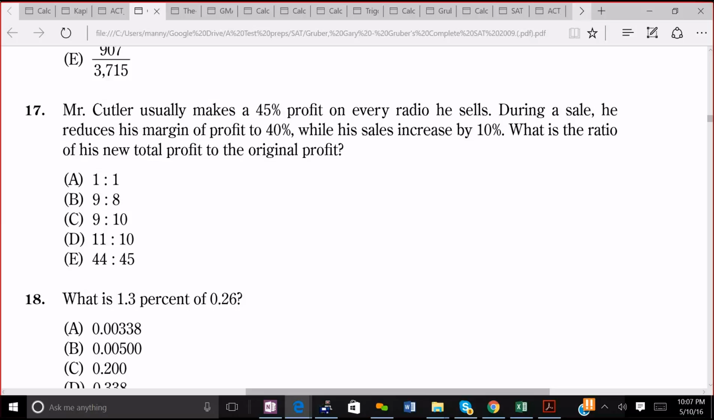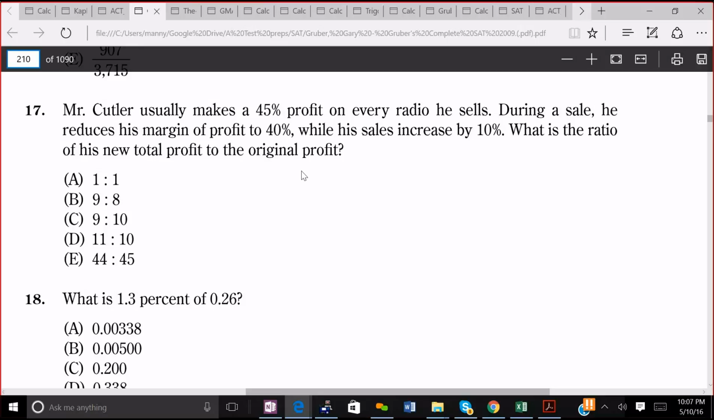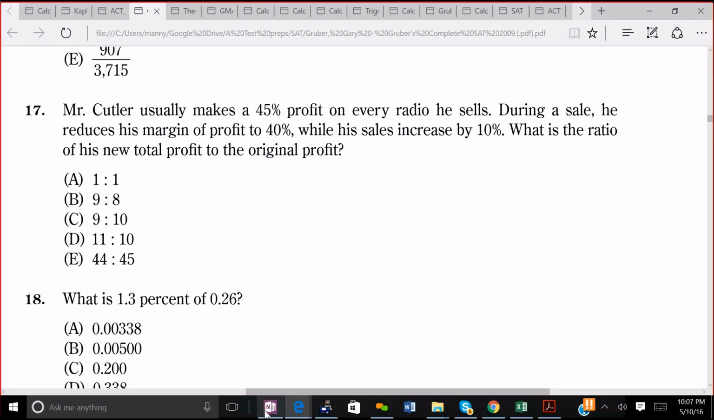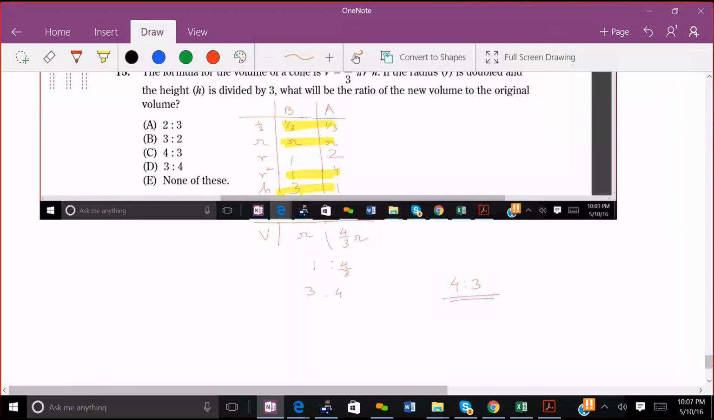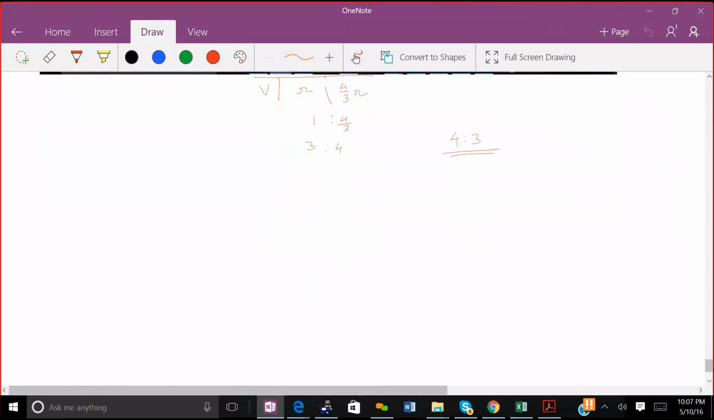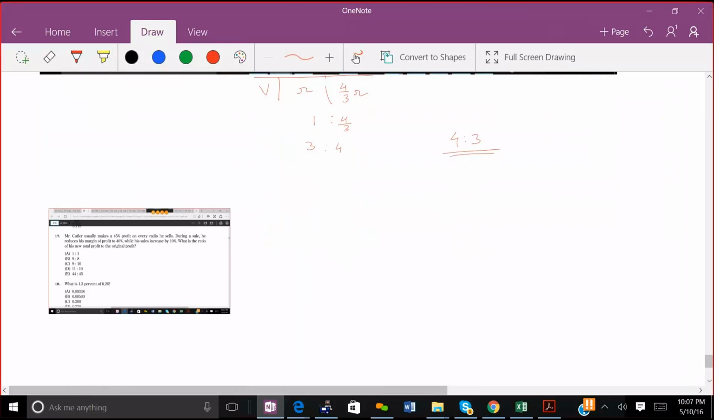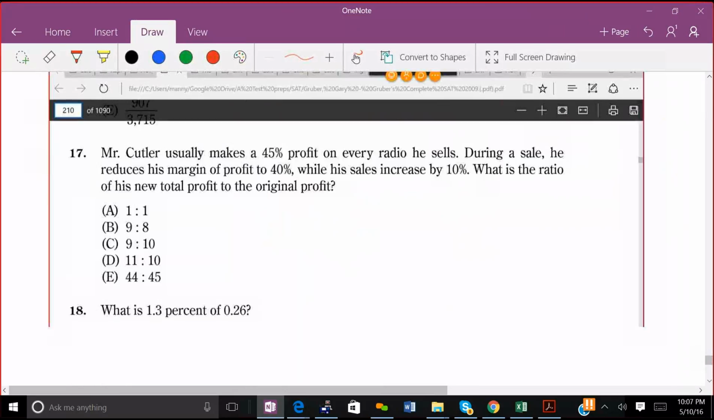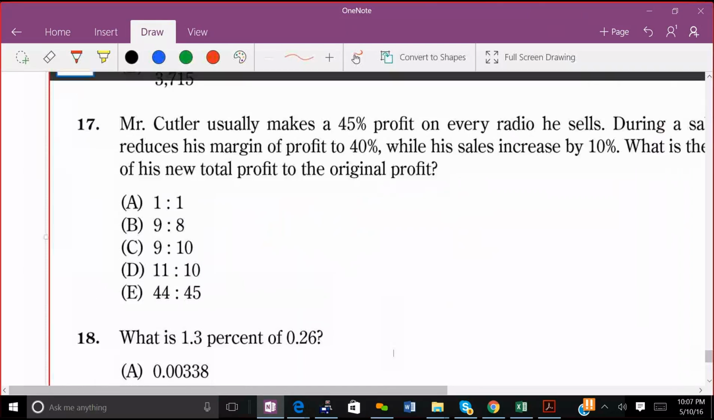The words are confusing, exactly. So what happened here is, in the past, he used to buy it for $100 and sell it for 145. Now he buys for $100, he sells it for 140.